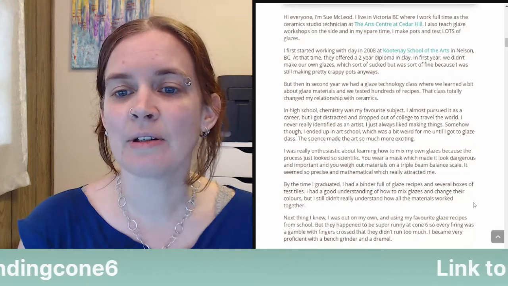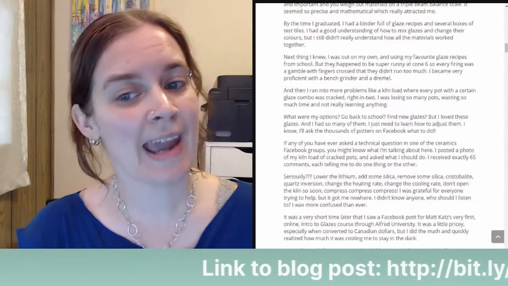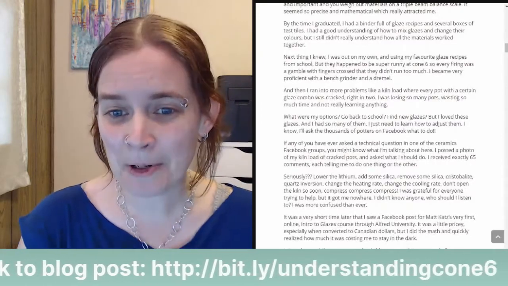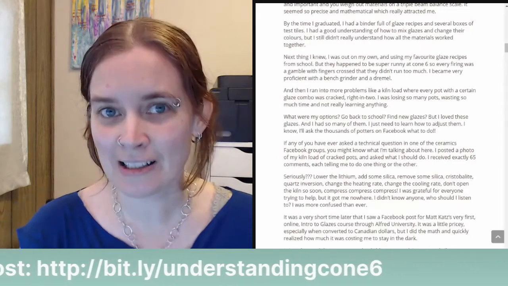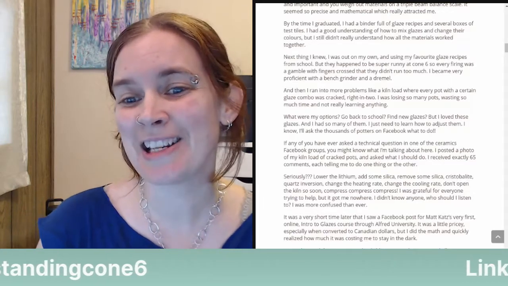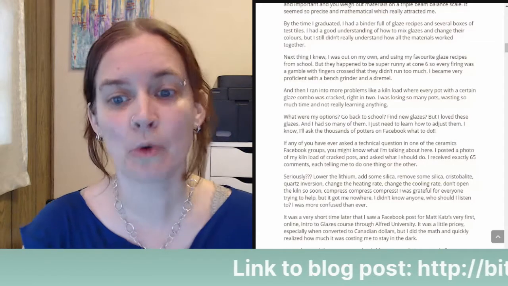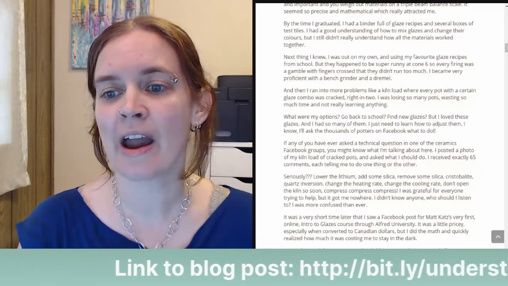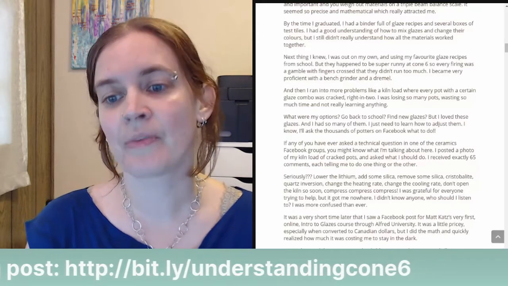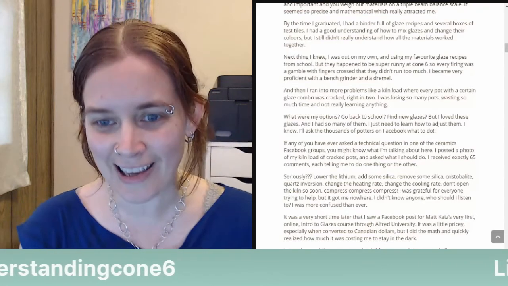Next thing I knew, I was out on my own and using my favorite glaze recipes from school, but they happened to be super runny at cone 6. So every firing was a gamble with fingers crossed that they didn't run too much. I became very proficient with a bench grinder and a Dremel tool. And then I ran into more problems, like a kiln load where every pot with a certain glaze combination was cracked right in two. I was losing so many pots, wasting so much time, and not really learning anything.